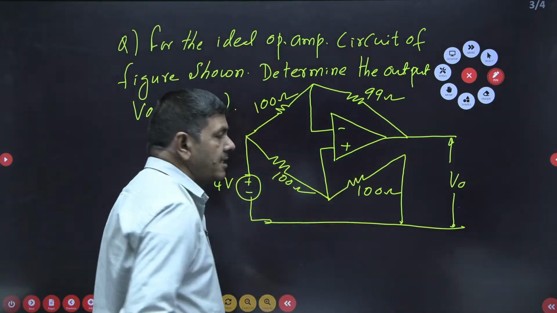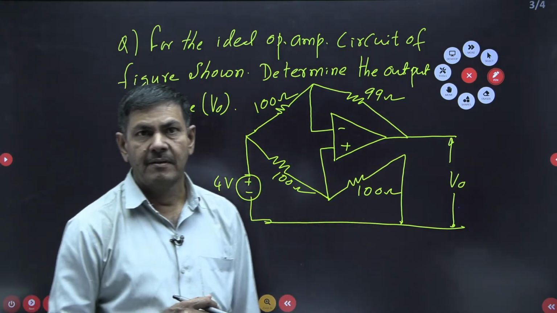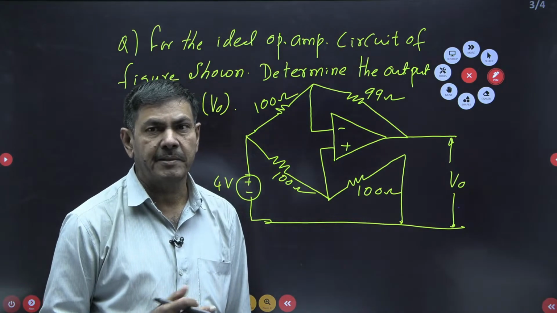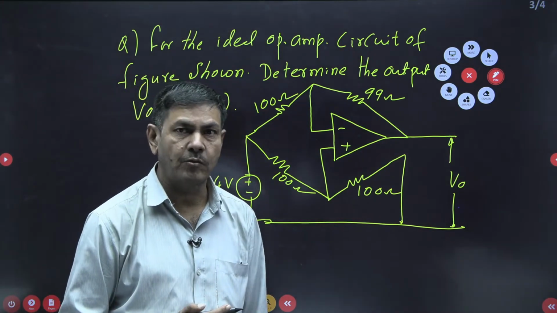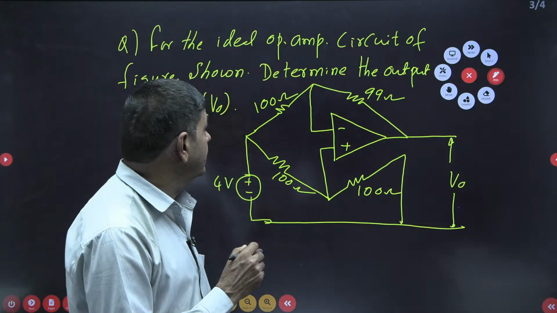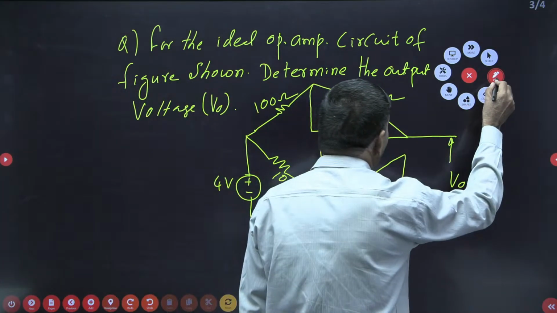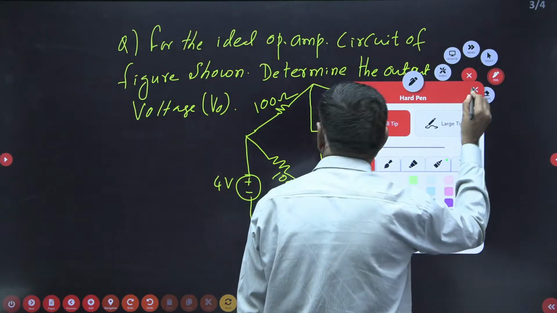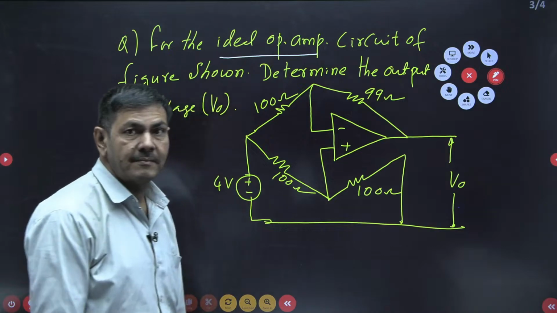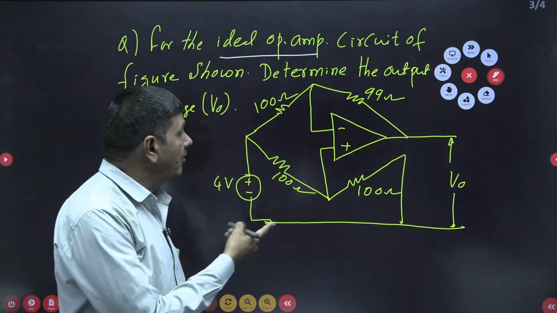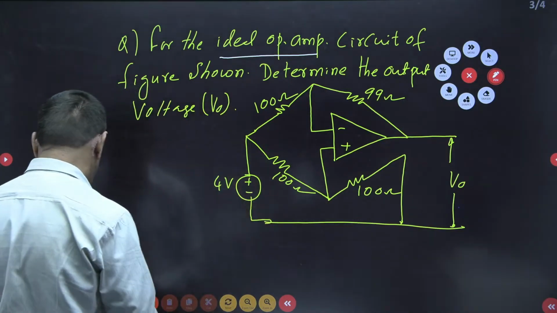We can redraw this circuit. If we redraw this circuit, it becomes very simple, and from that circuit we can get the required output voltage. The problem strictly says the op-amp is ideal, no doubts. But how can you redraw this network? Please watch, I will do it on the next page.